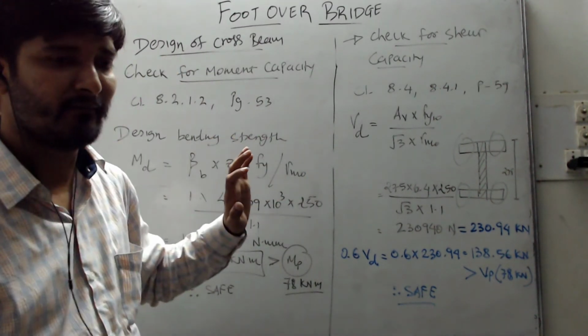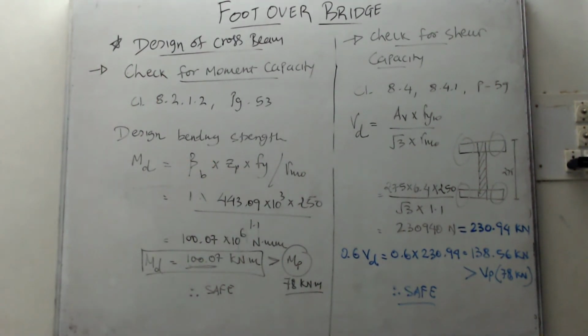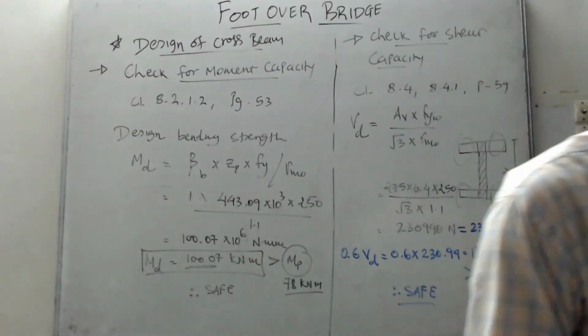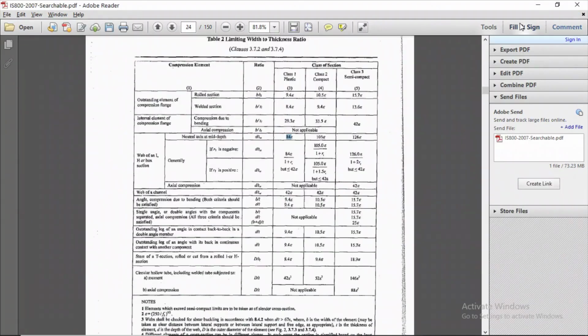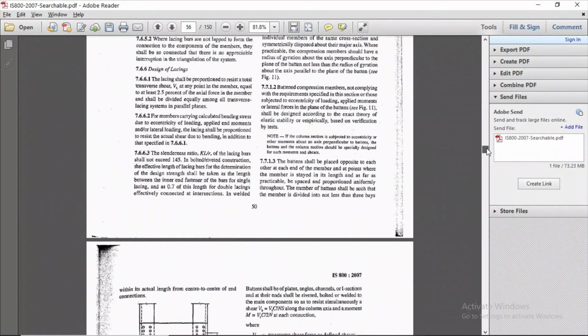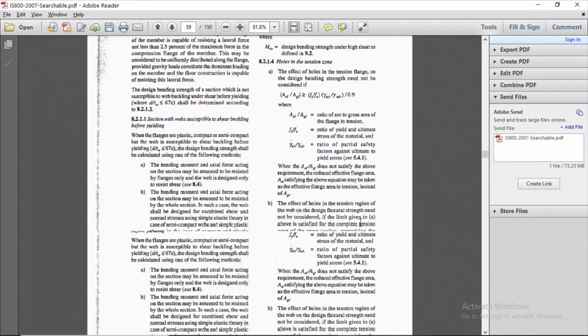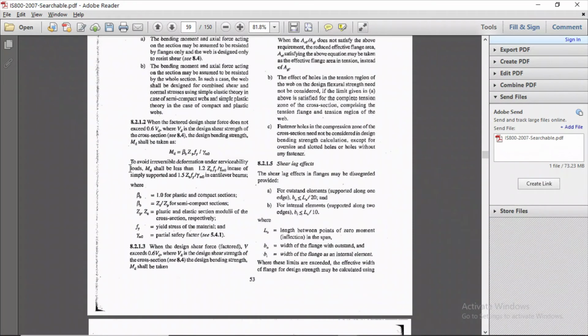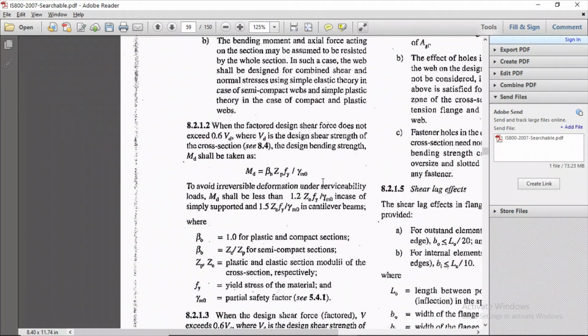Now let us see the IS code provisions for these two checks. So let me just share the IS 800 2007 with you. Right, so first is check for moment capacity, that is given on page number 53. So let's go to page number 53 first and see if we get the same formula or not. Yes, 8.2.1.2, this is the clause here. Let me just zoom in a bit so that it is visible clearly.